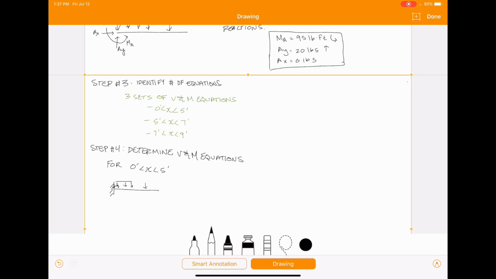So if we start at the left end of the beam and say that x equals 0, x is going to increase as we move to the right. So for this first set of equations, we're going to cut it at a distance x somewhere between 0 and 5 feet. So somewhere in this distributed load area, we're going to cut it at a distance x.